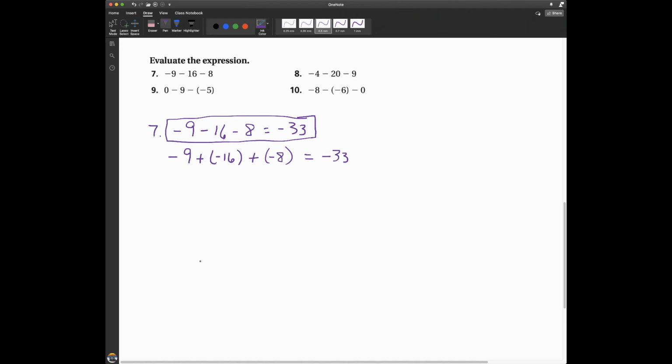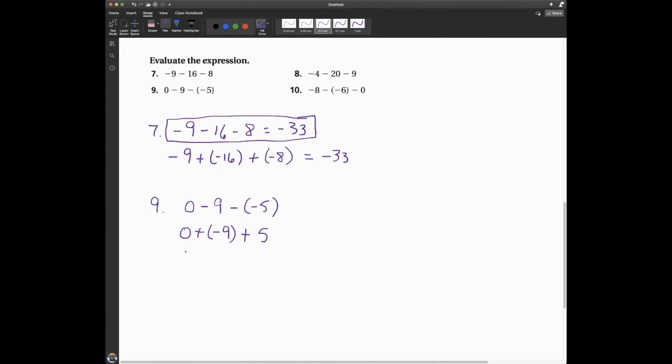Okay. Let me look at number 9. All right. So for this one, I have 0 minus 9 minus -5. All right, so let's work this out. 0, add the opposite of +9, which is -9. Change this sign. I'm going to add the opposite of -5, which is 5. Is 0 going to have any issue? 0 plus -9 plus 5.